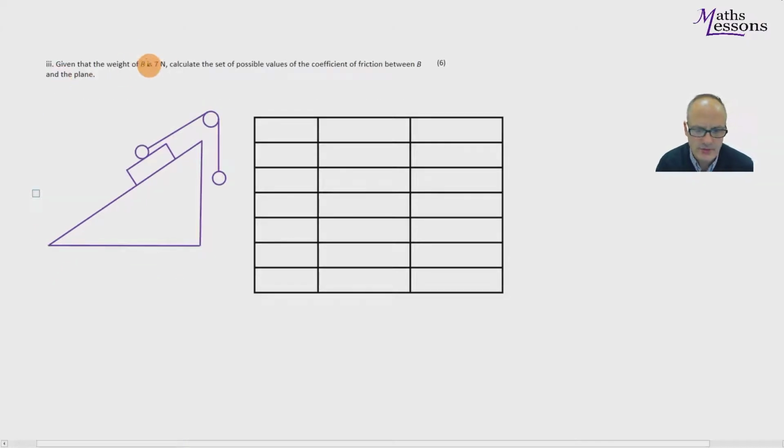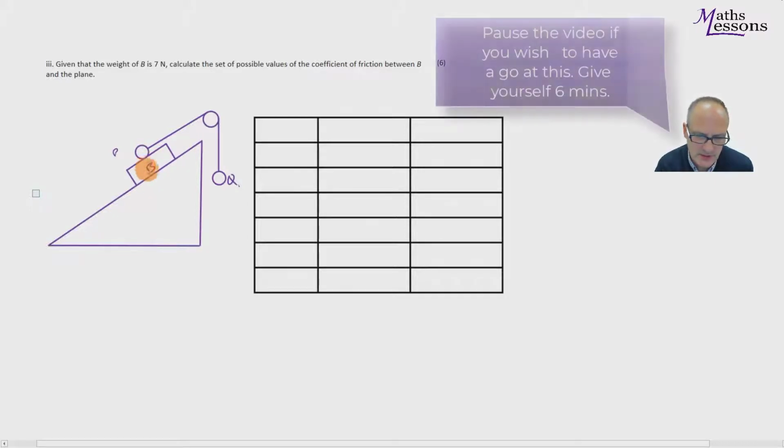Given the weight of B is 7 newtons, calculate the possible values for the coefficient of friction between B and the plane. So here's B. I think this was P, wasn't it? And this was Q. But we're just going to be looking here anyway.